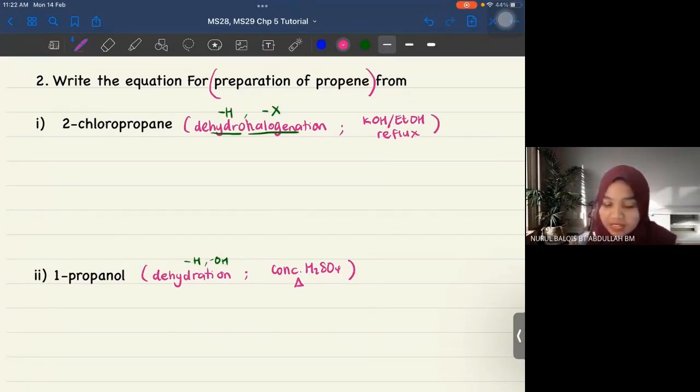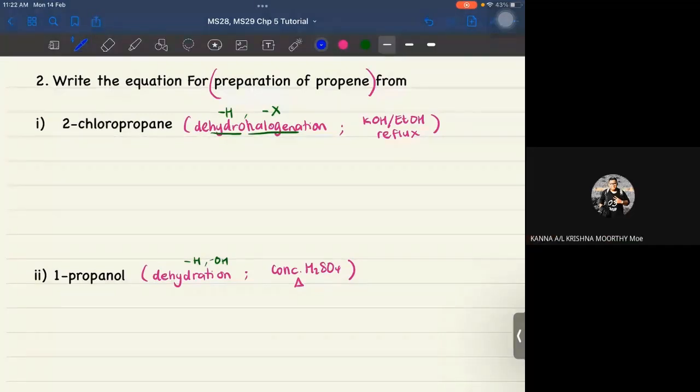So kita akan start with first the structural formula. How are you going to draw the structural formula of 2-chloropropane? How are you going to start drawing this? Tell me, how are you going to start doing the structural formula? We learned already the nomenclature.